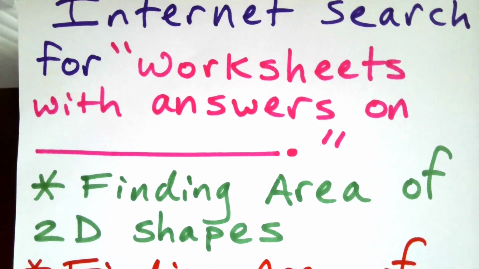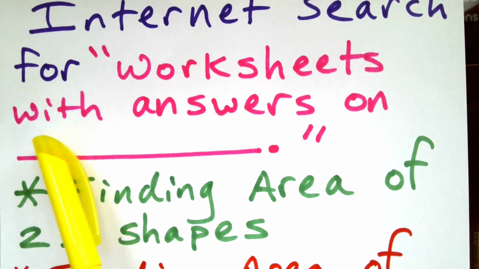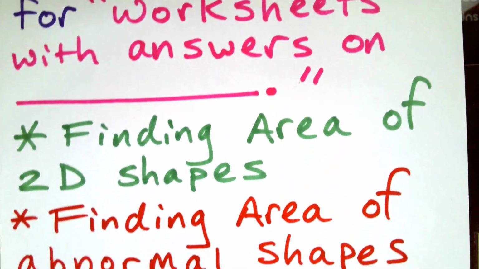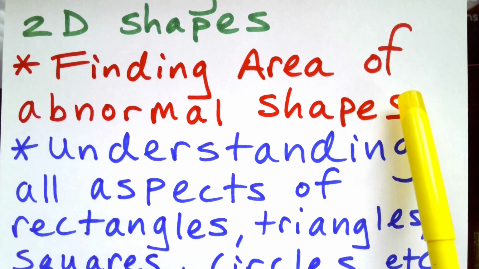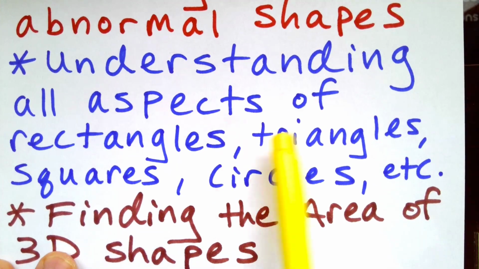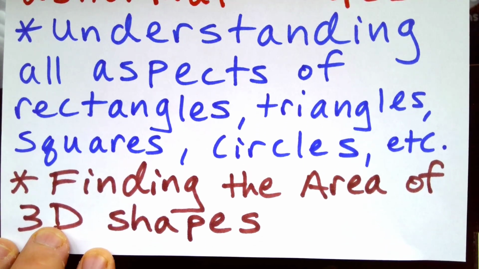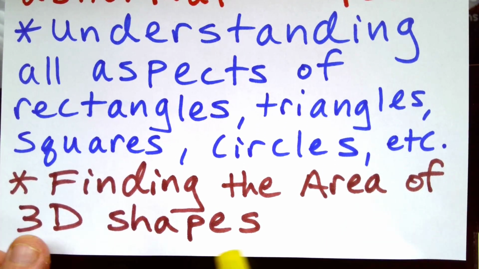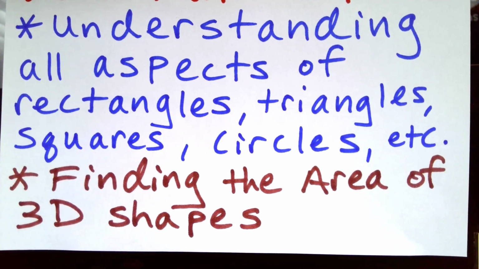Listen, if this is new knowledge, skills, or abilities for you, go ahead and do an internet search. Type in worksheets with answers on finding the area of two-dimensional shapes, finding the area of abnormal shapes, understanding all aspects of rectangles, triangles, squares, circles, etc., and then finally finding the area of three-dimensional shapes. All of those worksheets with answers will help you strengthen your knowledge, your skills, your abilities.